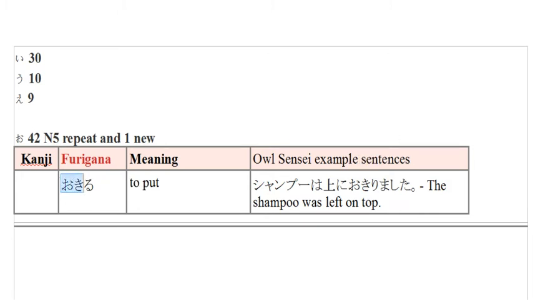So we have okiru. Okiru is to put. So shampoo wa ue ni okimashita. The shampoo was left on the top. Shampoo was left on top. So this is shampoo, with a long sound. Shampoo wa ue ni, above. Ue, up. Ue ni, above. Okimashita. It was left above. It was left on top. Or it's put on top. So, the shampoo was put on top. It was left up there on the top.